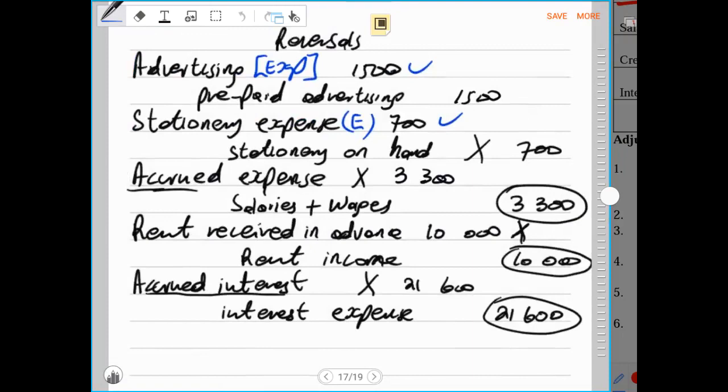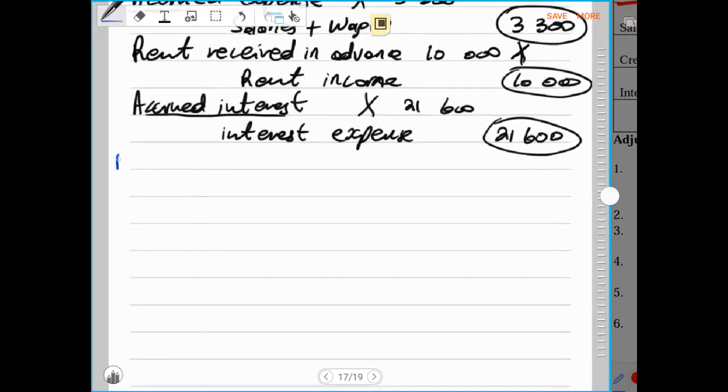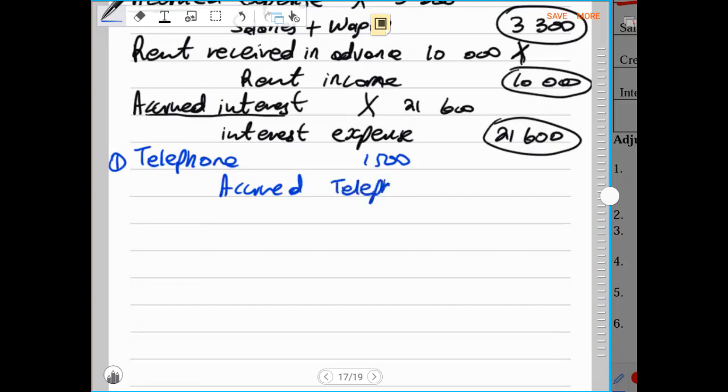General entry number 1 is the debit of the telephone expense for 1,500, and we credit accrued telephone expense for 1,500. Remember, this is an accrued expense by the end of the current year, and an accrued expense by the end of the current year is a liability. So it must be recorded as a liability also under trade and other payables in the statement of financial position.